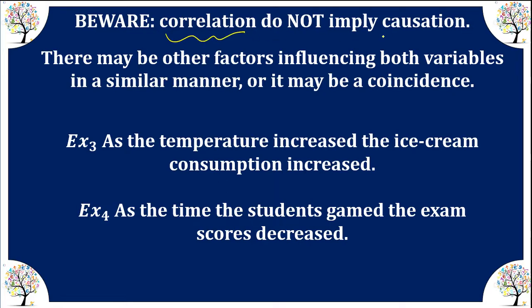Correlation does not imply causation. So things may correlate with each other, but it doesn't mean that something actually caused something else to increase or decrease. It could just be a coincidence. For example, as the temperature increased, the ice cream consumption increased. When the weather gets warmer and we get more into spring, summer, we tend to maybe eat more ice cream, but the temperature itself did not cause us to go out and get ice cream. It may just be that we're kind of in the mood for ice cream now.